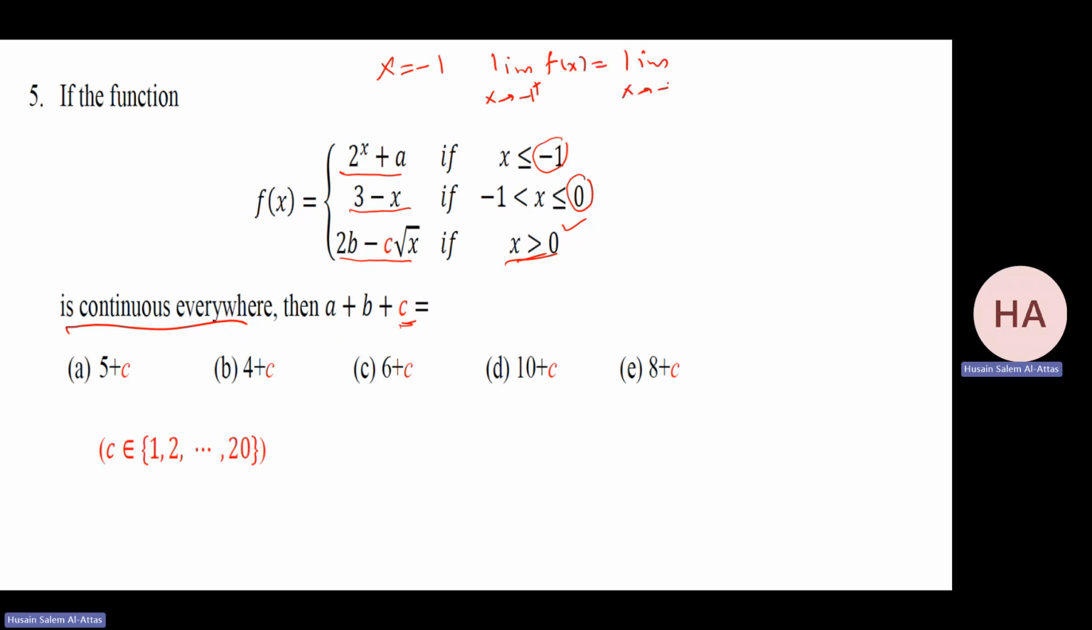Limit x goes to minus 1 from left, equal f of minus 1. Minus 1 from right, I am here. That will be 4 equal minus 1 plus m here. That will be 2 is minus 1 plus a.